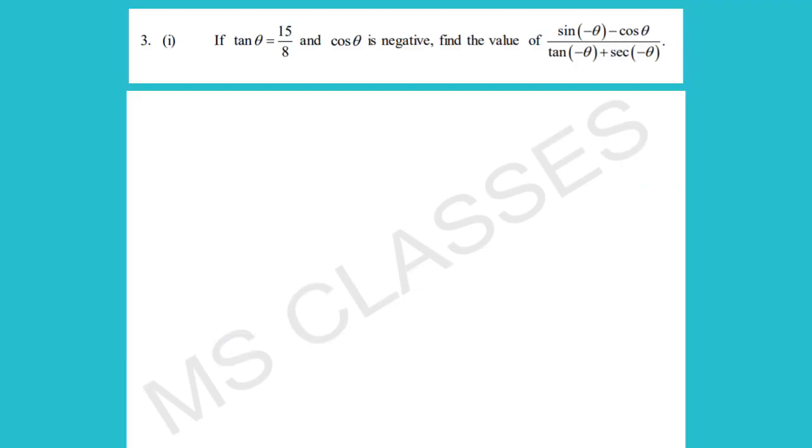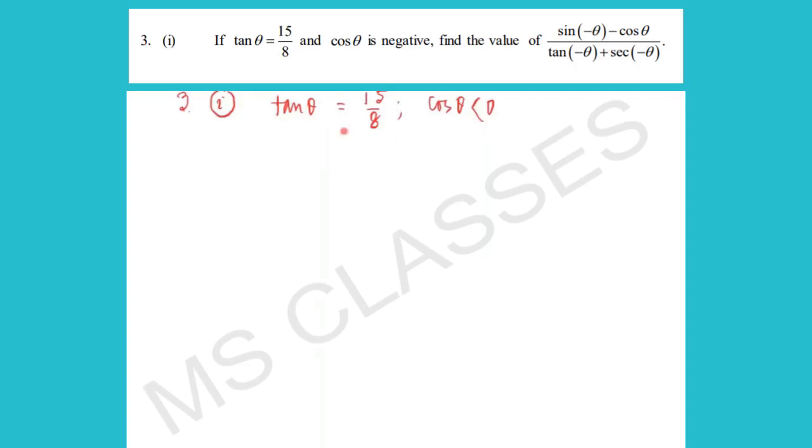Question number 3. It is given tan theta equal to 15 by 8 and cos theta less than 0, and we have to find the expression. So here tan theta is 15 by 8, cos theta negative.